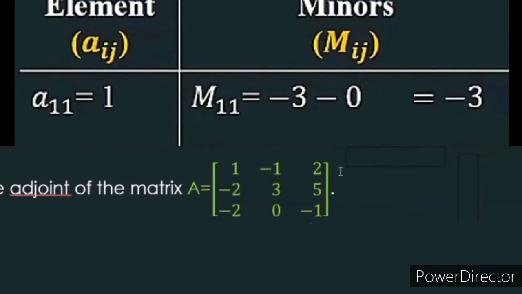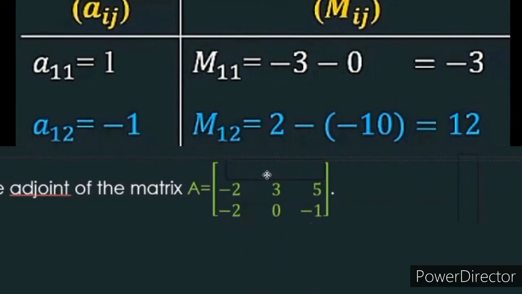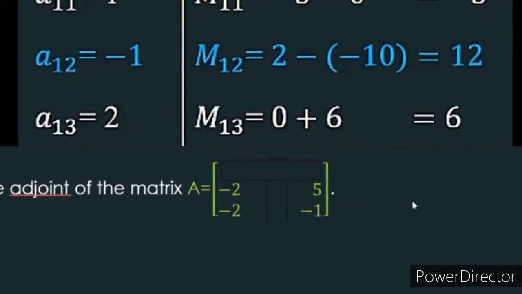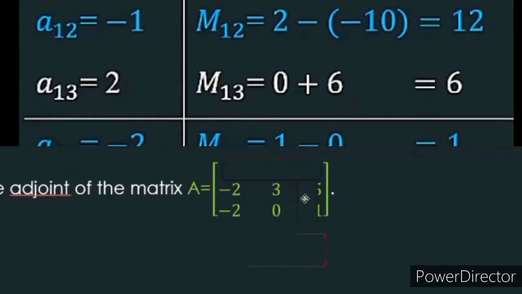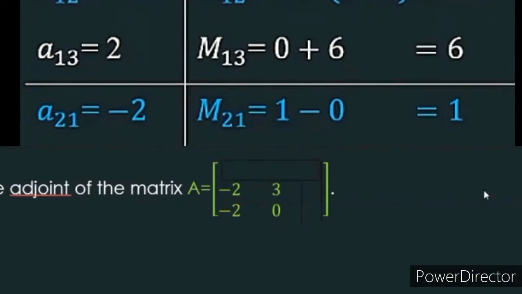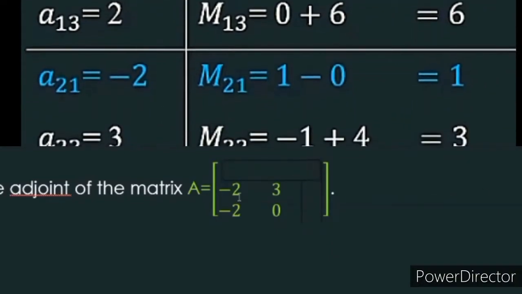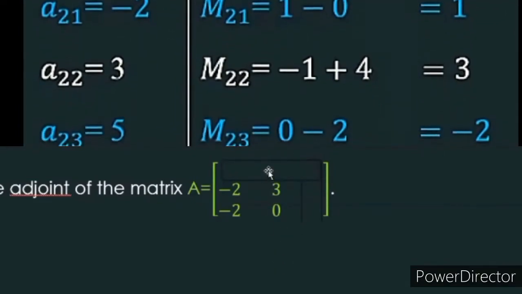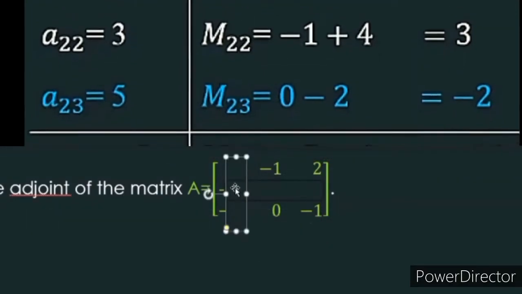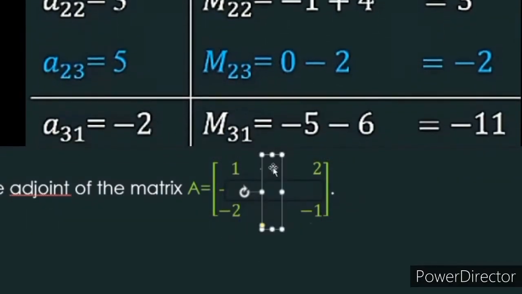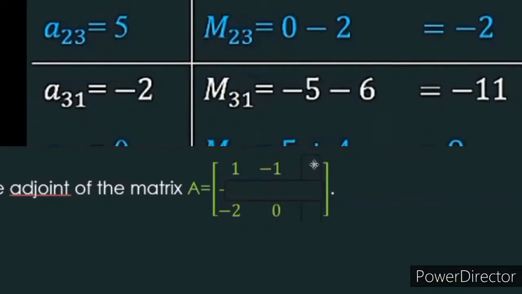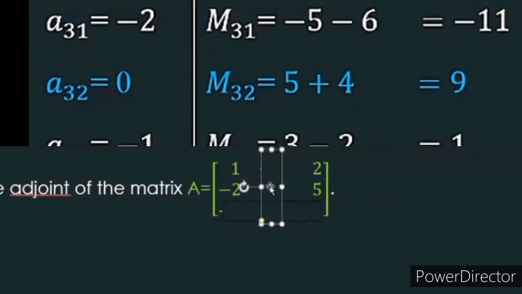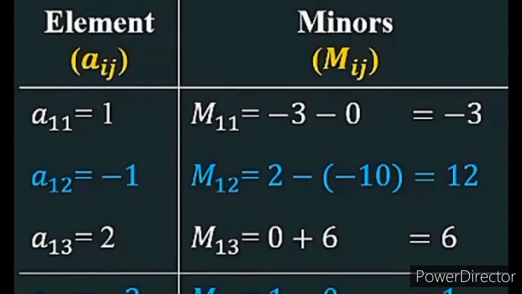Second element, that is minus 1. We are going to skip its row and its column and calculate its determinant. For the third element in the first row, skip that row and the column of that third element. Calculate the determinant of the remaining elements. Similarly, we can do for the rest of the elements to calculate its determinant one by one. These all are the values of the respective minors.